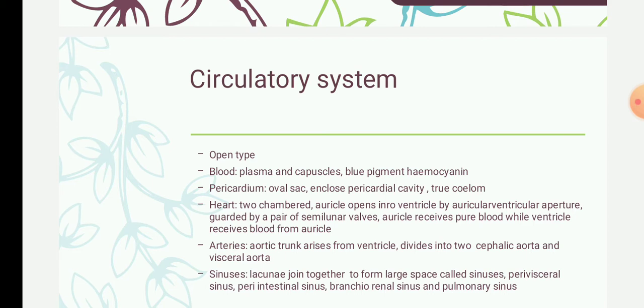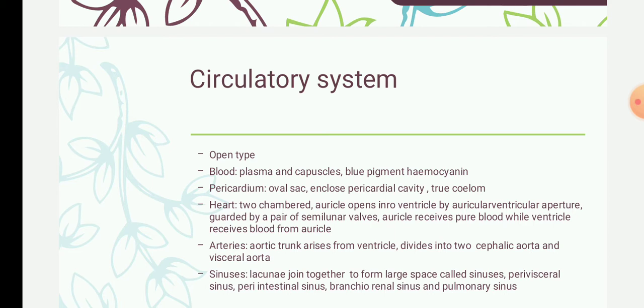In this Pila, the circulatory system consists of blood, pericardium, heart, arteries, sinuses and veins. Okay, once again I'll repeat. The circulatory system of Pila consists of blood, pericardium, heart, arteries, sinuses and veins. Total 6 parts. Okay, so first we will start with the blood. The blood of Pila is blue in color, and it contains plasma and corpuscles.